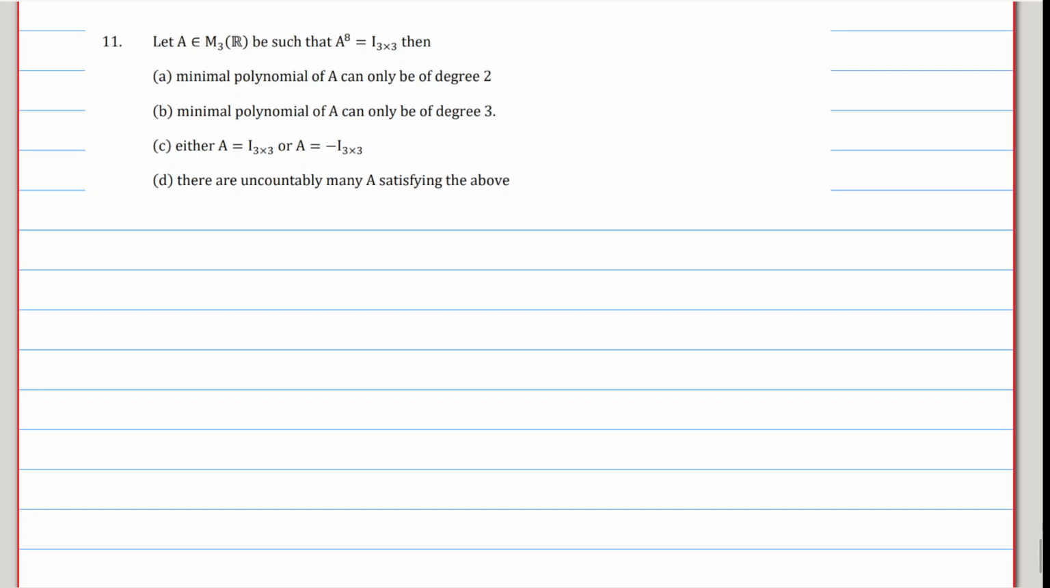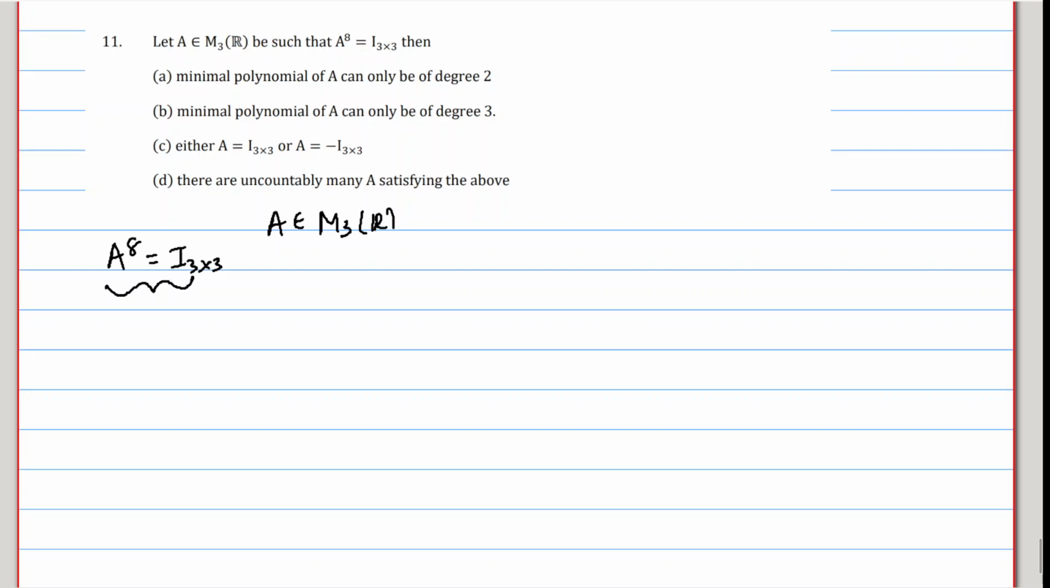Okay, the condition given is A to the power 8 is equal to I, the 3 by 3 identity, right? And A is a 3 by 3 matrix. The minimal polynomial can only be of degree 2. Okay, let's look at some examples. We can construct several examples, right?